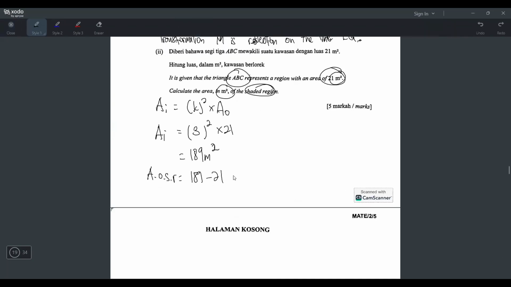All right. So the final answer is 168 meter square. So that is the final answer.